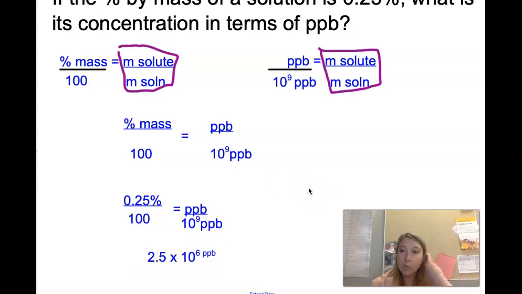Okay, so questions that require you to relate them, you need to rearrange it so that you get mass of solute over mass of solution in both of them, and then you can combine those two equations to generate one equation. Okay, and then that is going to conclude the PPM, PPB, and percent by mass. Next video you're going to watch is going to be on molar concentration.